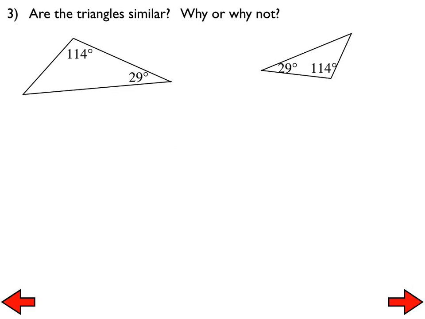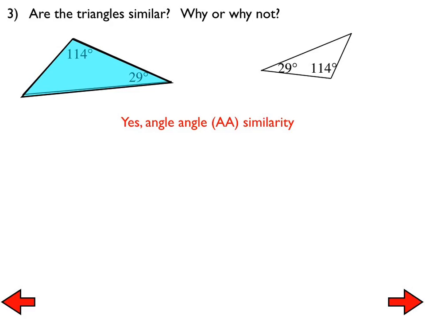All right, so number 3. Here we have two triangles. The question is whether they are similar or not. What do you think? Are they similar? Yes, they are, and the reason is because of the angle similarity. In fact, I will show you that they are similar. I'm going to start with the smaller one. If I rotate it and then dilate it, you can clearly see that one maps on top of the other. So yes, they are similar by the angle similarity, or by AA.